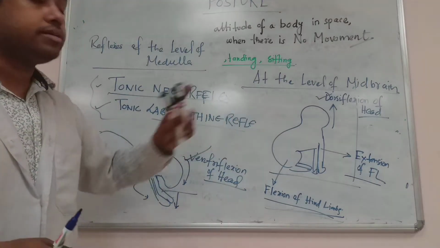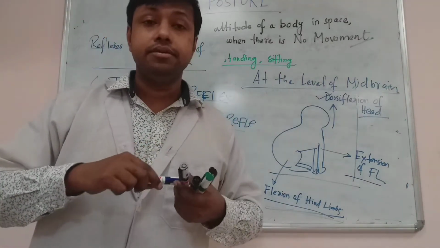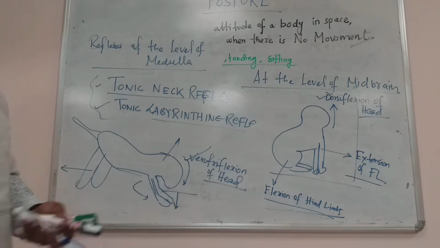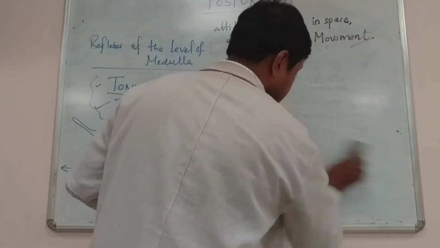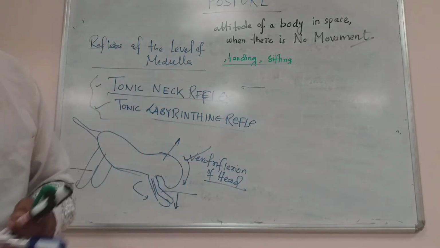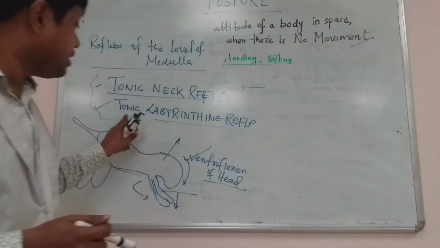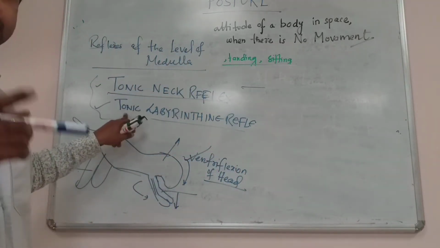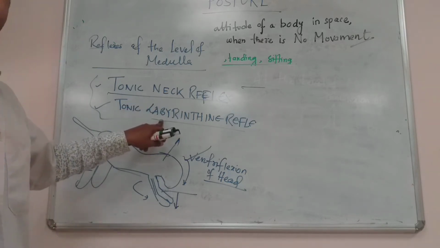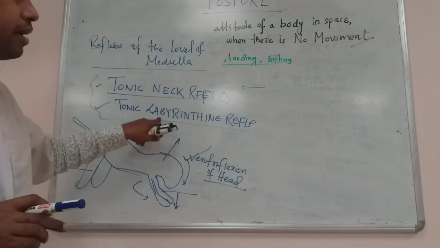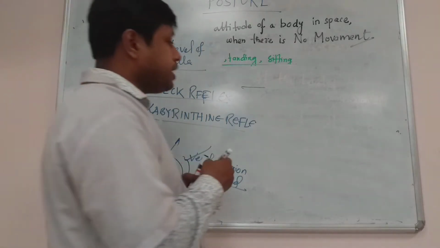Tonic Leber-Enden reflex. This is very important and very interesting. Let's see what is happening in tonic Leber-Enden reflex. Suppose you are in tonic Leber-Enden reflex. From the word itself we can understand it's a tonic, meaning it needs tonic contraction of the muscle. At the same time, Leber-Enden is present on the vestibular apparatus, so the vestibular apparatus plays an important role here. So let's see what is happening.